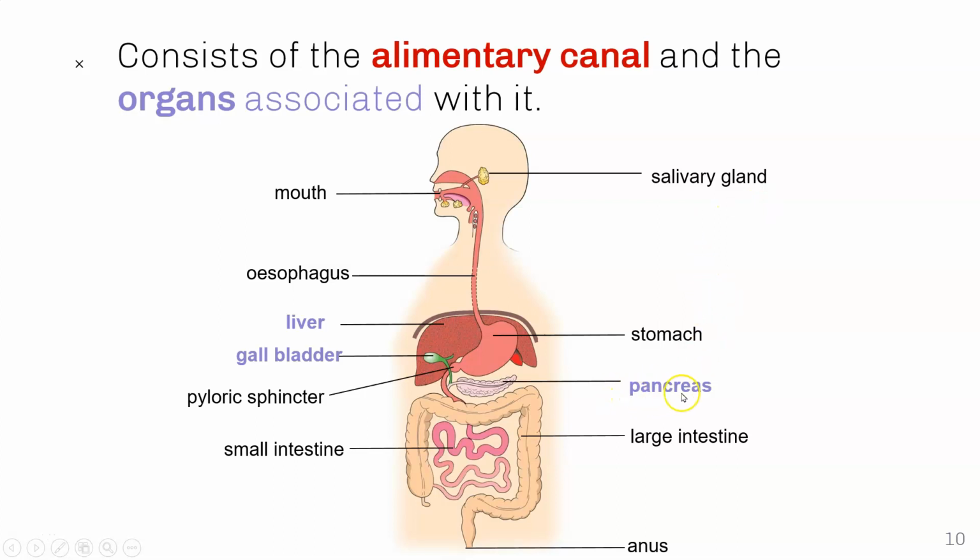But for now, I just want to highlight these 3 points here: liver, gallbladder, and pancreas. These 3 are known as the associated organs. The rest of them are all part of the alimentary canal. So the mouth is part of the alimentary canal, the stomach is part of the alimentary canal, everything else is, only these 3: liver, gallbladder, and pancreas. These are the associated organs. That means that they are not actually directly in the alimentary canal, but they are associated with it and they are working together with it.